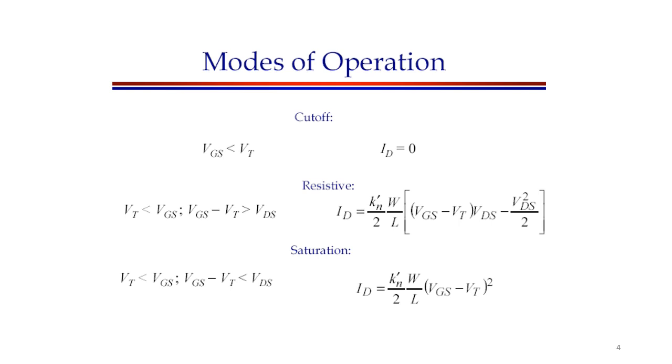Now the MOS device operates in different regions: cutoff region, resistive region, and saturation region. The device will operate in the cutoff region when the gate voltage is less than the threshold voltage, and in that case ideally the drain current is 0.